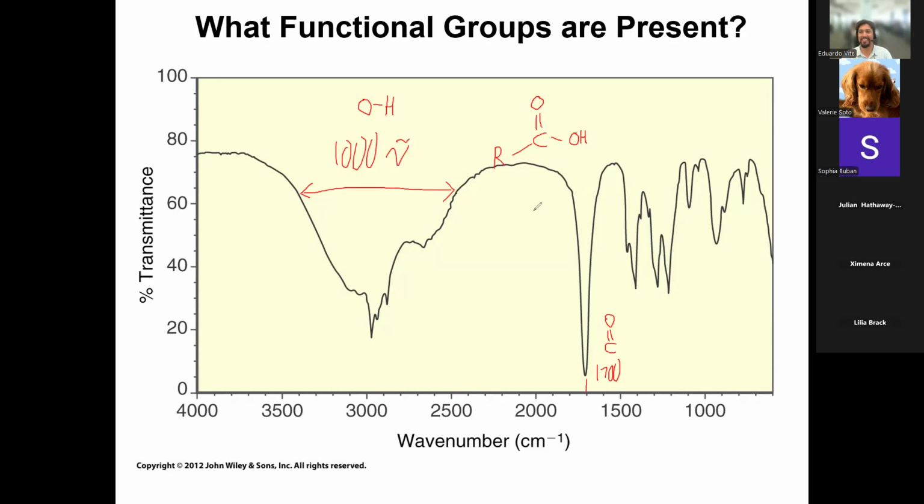The carboxylic acid has a carbonyl peak at around 1,700, and it has a very broad hydroxide slash alcohol peak that spans 1,000 wave numbers between 2,500 and 3,500. I call it the beard. Right? A lot of chemists like to call this shape the beard, the wizard's beard.